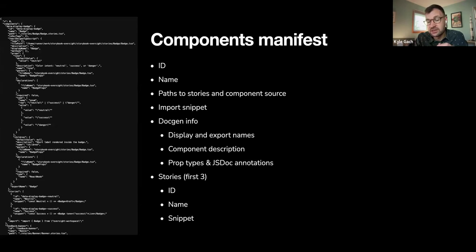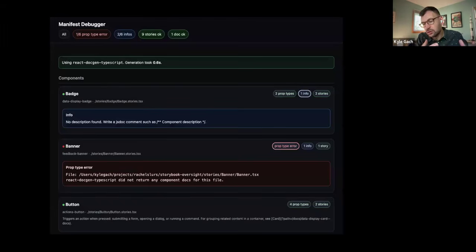We just do the first three because it turns out that's most of the time all the agent needs. And if it needs more, we give it the tools to fetch the full list of stories and then go into more detail. So that's what a manifest looks like. But the tool, especially the docgen part, is not perfect in how it translates and extracts all that metadata. So we also built this debugger to surface some of the issues that can arise as it's doing that. I have a screenshot here showing two examples.